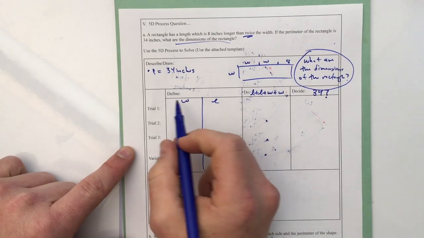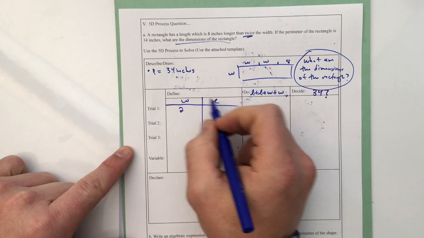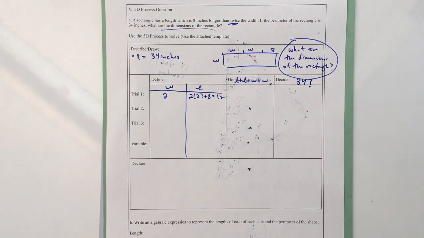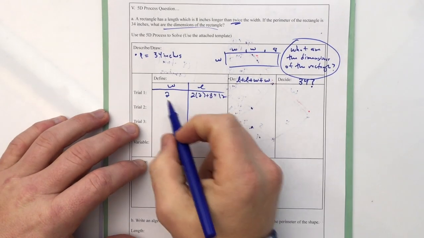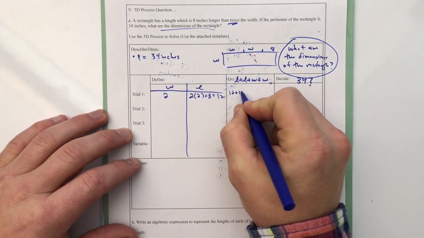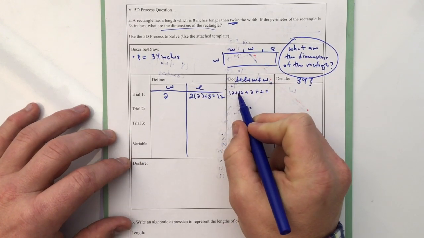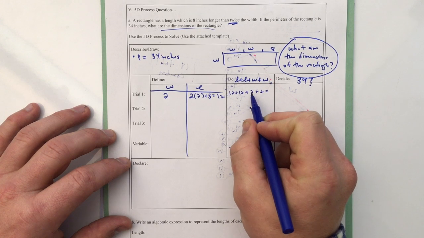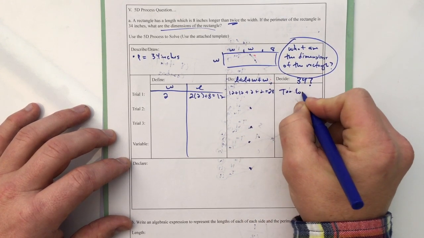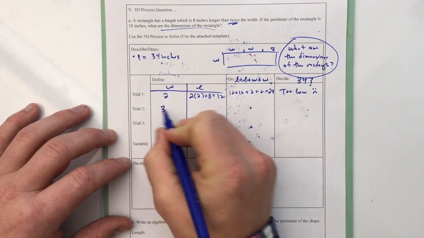Okay. So trial 1, let's just say width is 2. My length, I would have 2 times 2, plus 8. Thank you. So my width is 2. That would mean my length would be 12. So I would do 12 plus 12 plus 2 plus 2. 12 plus 12 is 24. Plus 2 is 26. Plus 2 is 28. So that would be too low. Sad face.